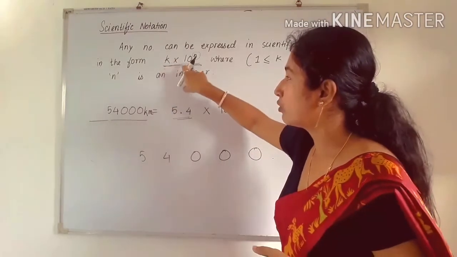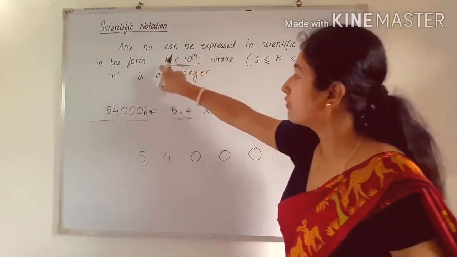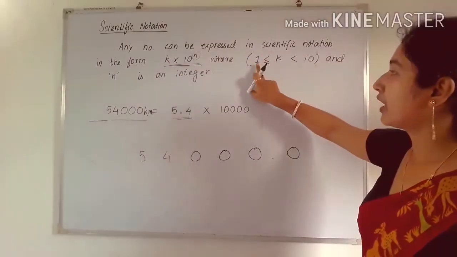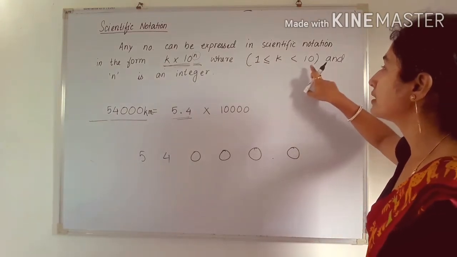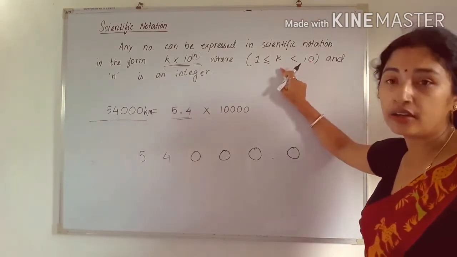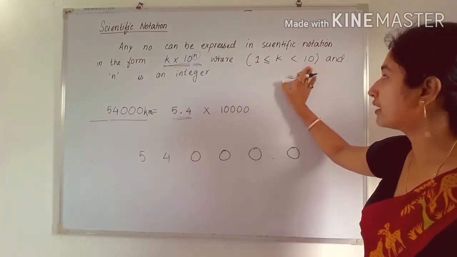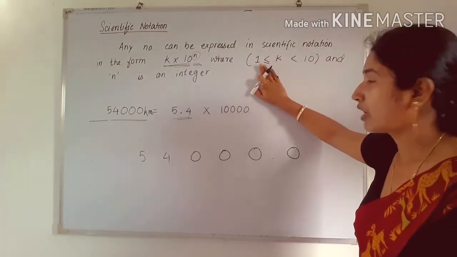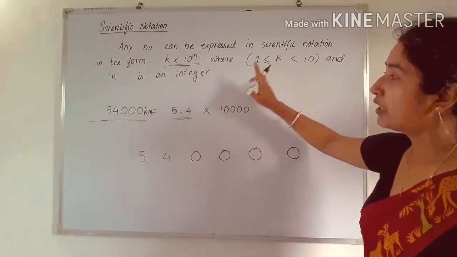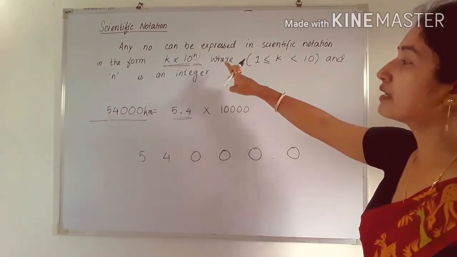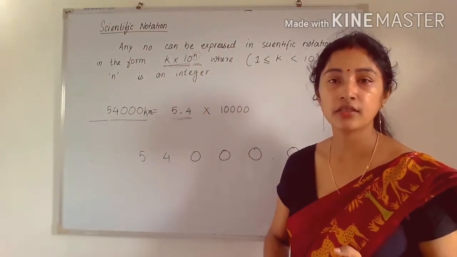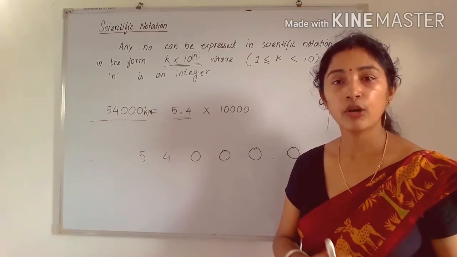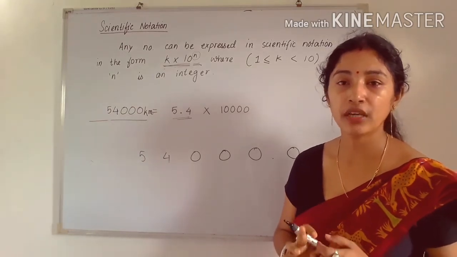So k into 10 to the power n is scientific notation, where k can take the value from 1 up to, we can say, 9. It should be less than 10. The value of k should be less than 10 and the value starts from 1, into 10 to the power n. N is an integer. We know integer means what? -2, -3, +3. Any negative or positive values, but it should not be a fraction.